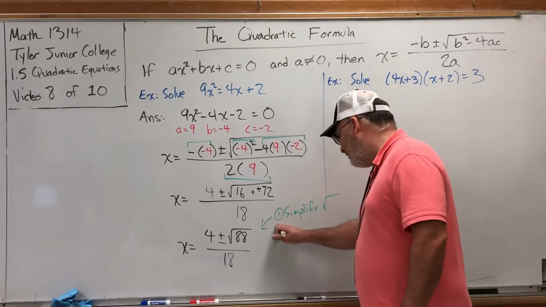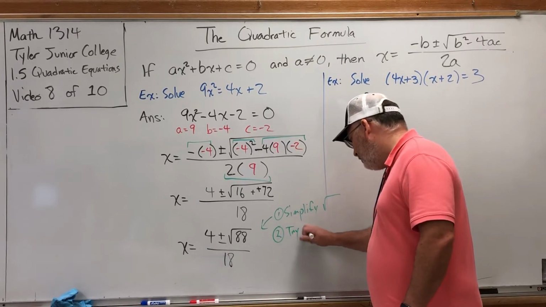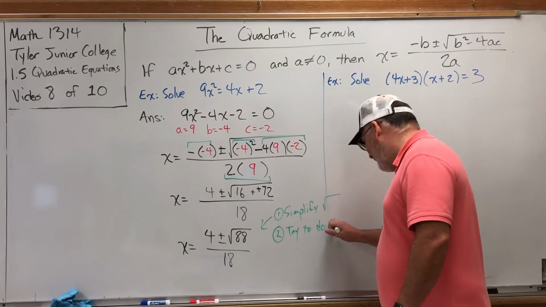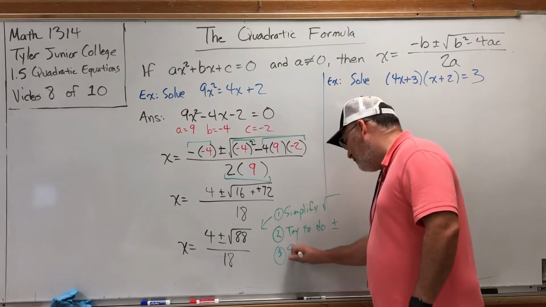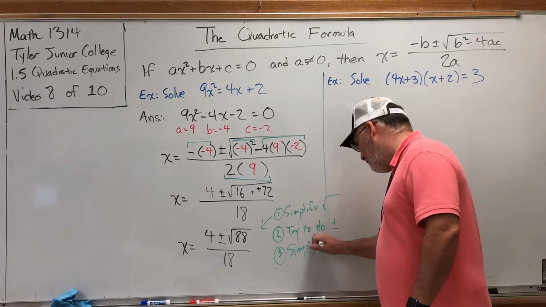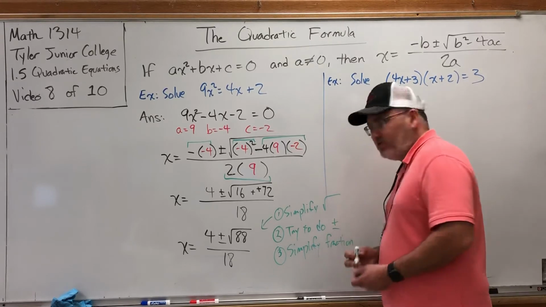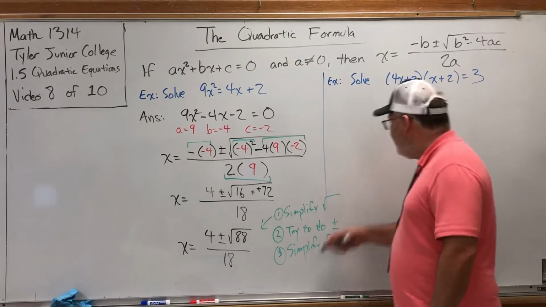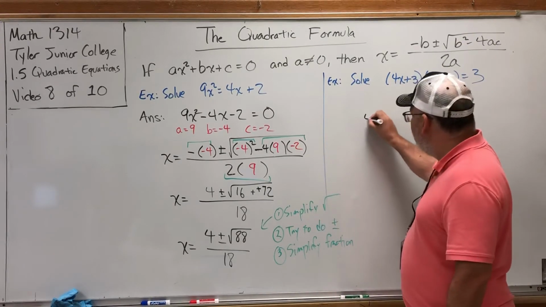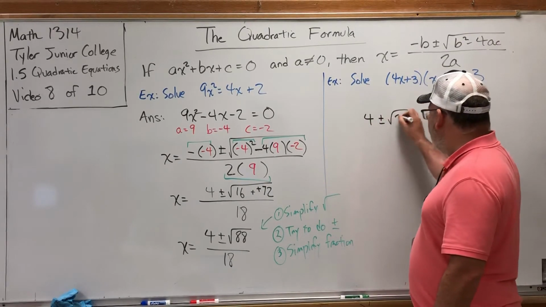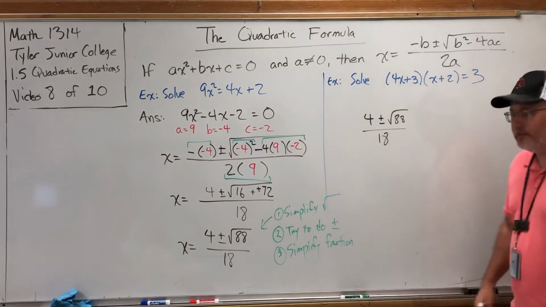But once you simplify the square root, your next move is to try to do the plus minus, because sometimes you can and sometimes you can't, but you also have to think about simplifying the fraction. So basically, you just keep doing stuff until there's nothing left to do. I know I'm invading the territory for this problem, but that's okay. So let's move this up here. 4 plus or minus the square root of 88 over 18. And let's start by focusing on the square root.